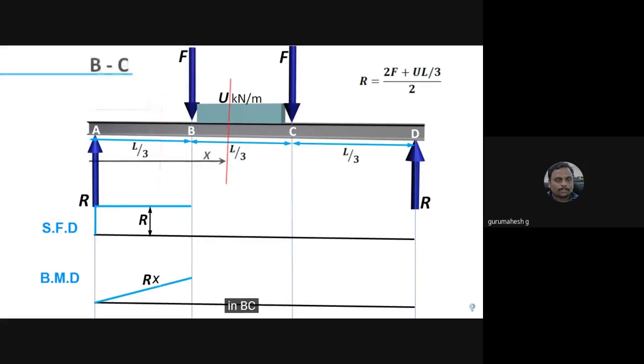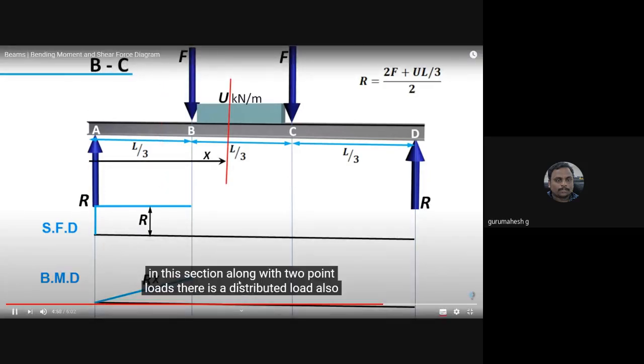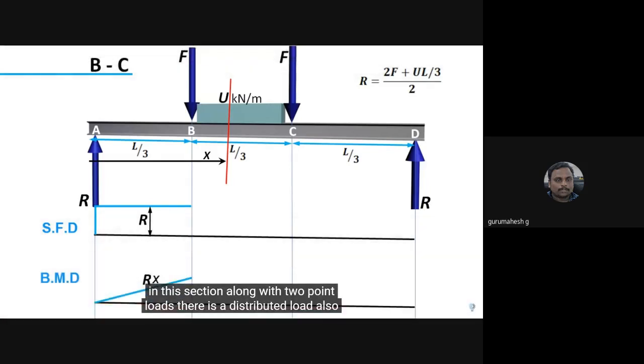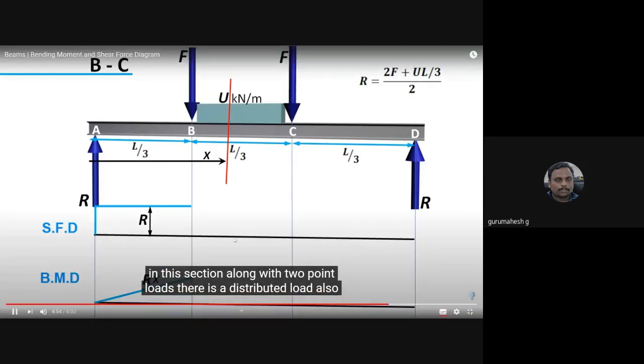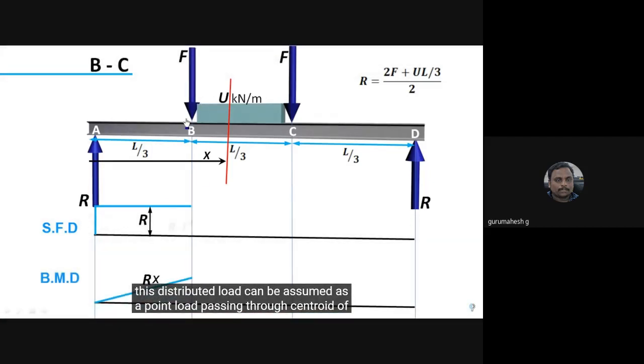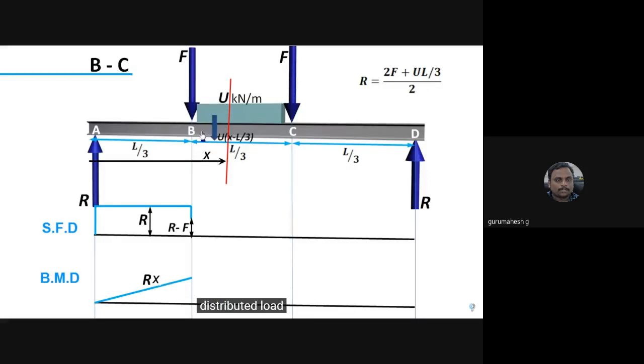Take a section in BC. In this section, along with 2-point loads, there is a distributed load also. This distributed load can be assumed as a point load passing through centroid of distributed load. Value of that is u into x minus L by 3. And it is at a distance x minus L by 3 by 2 from section line.